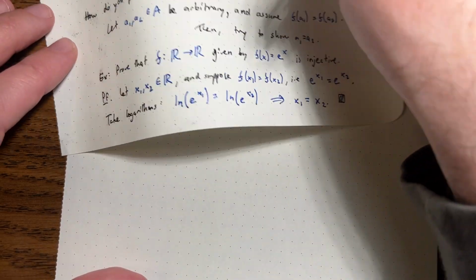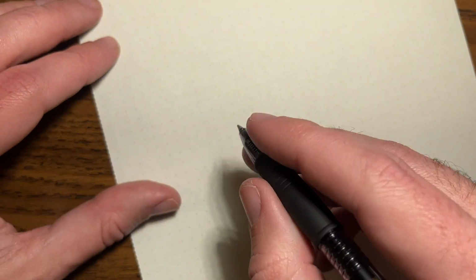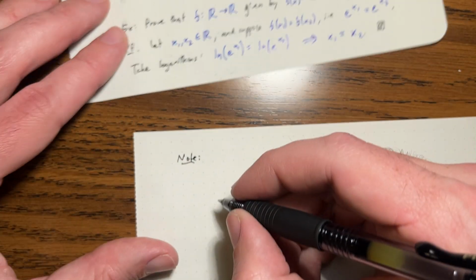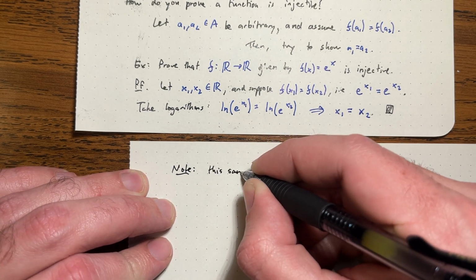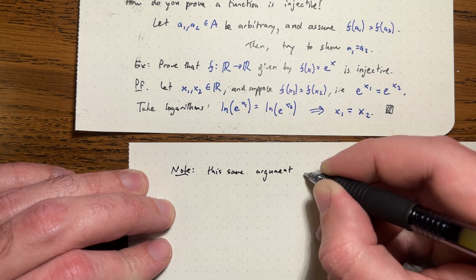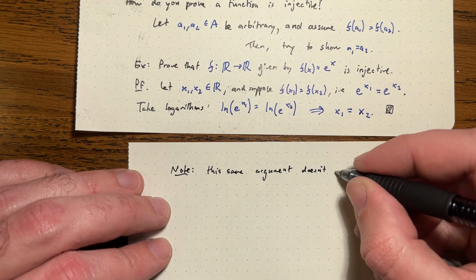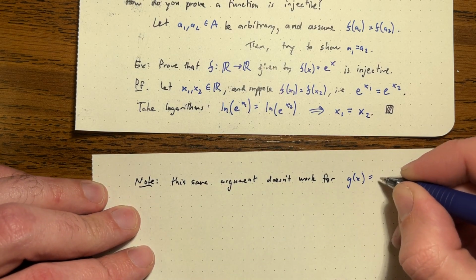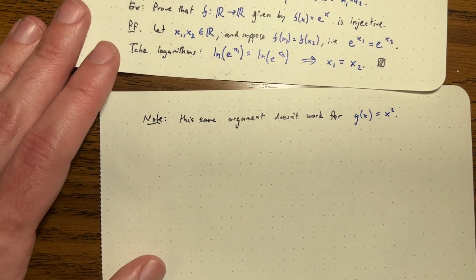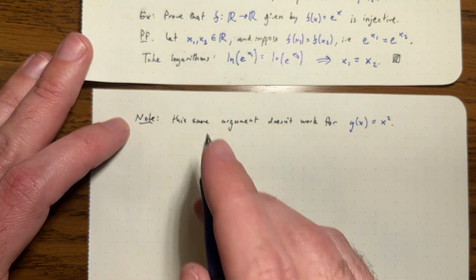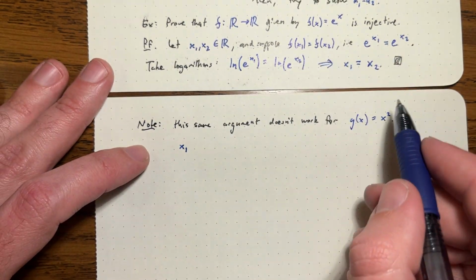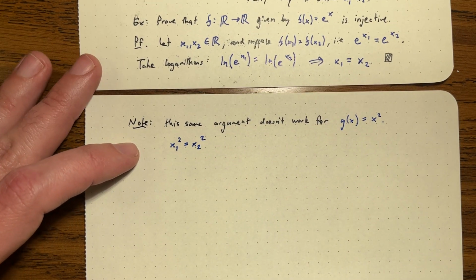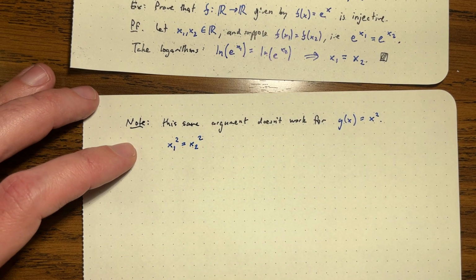Let me show you a case where it doesn't work. So what's an example of a function that's not injective? Note that this same argument doesn't always work. It doesn't work for the function we saw last time. It doesn't work for x squared. Let's call it g of x is x squared. It does not work for this because let's say we try to take x1 and x2 such that g of x1 equals g of x2, so x1 squared equals x2 squared. Let's say we start with that. Does that mean that x1 equals x2?